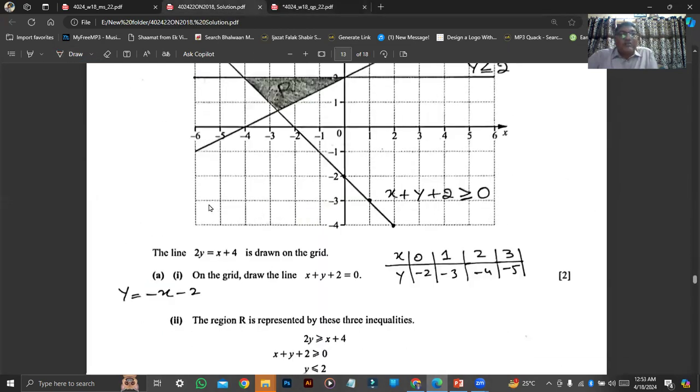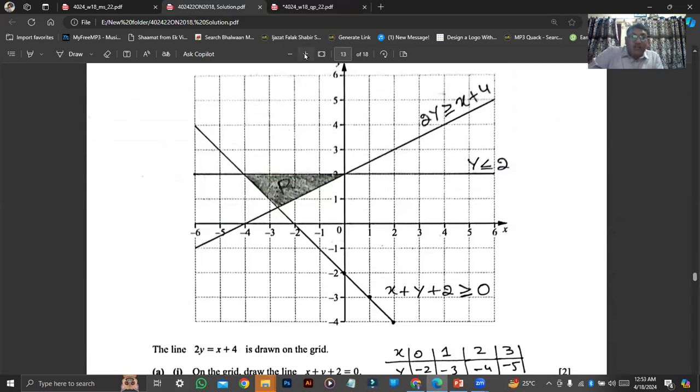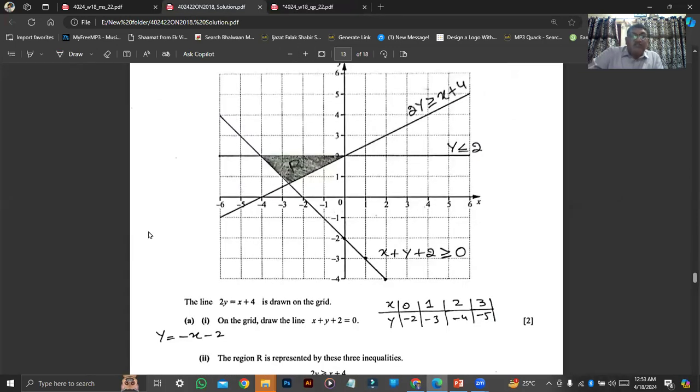So I will make a small table for this. y equals minus x minus 2. In the place of x, I will substitute 0, 1, 2, and 3. So I will get the values of y for those values of x. That will be minus 2, minus 3, minus 4, minus 5. Then I will plot these points. What are these points? These points are 0, comma minus 2 and 1, comma minus 3 and 2, comma minus 4. Then I will join these points and I will get this line. So this is that line. So this is question number 8A, first part.